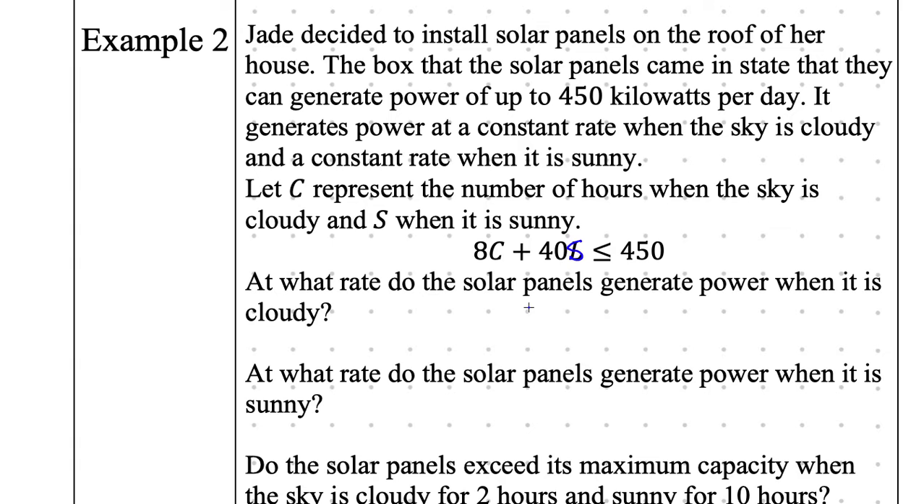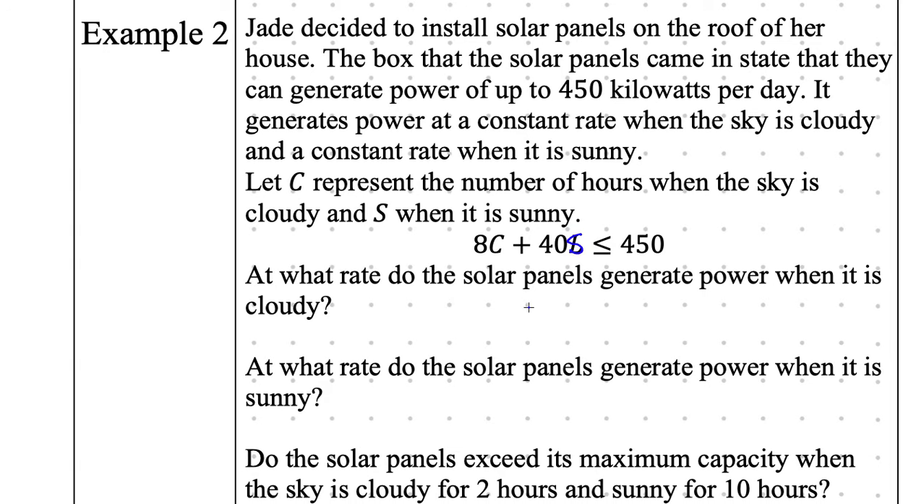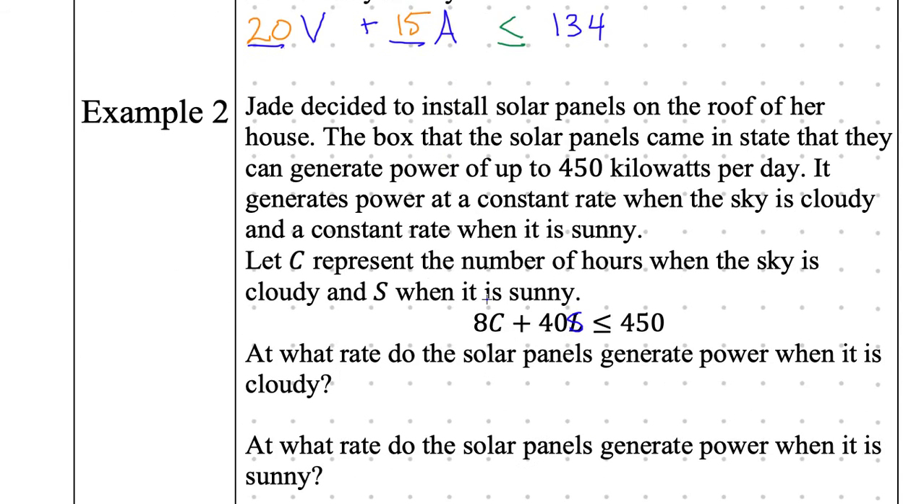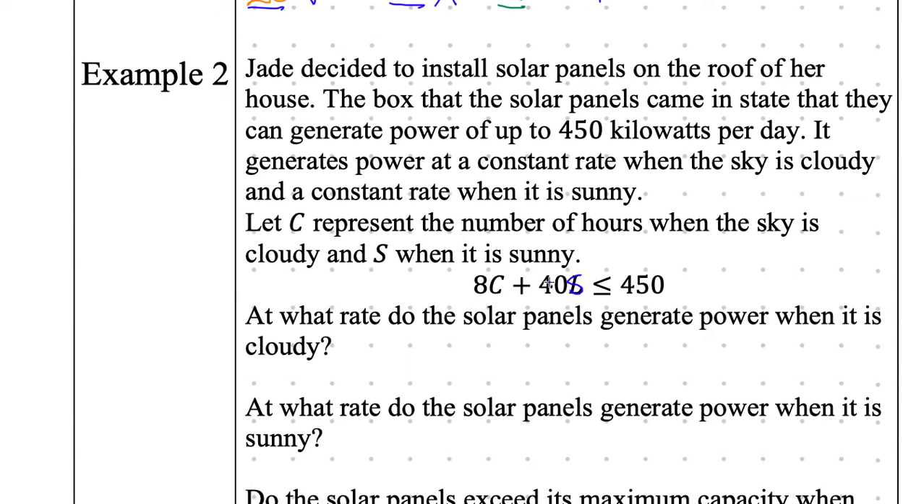I broke 100%. So coming back to our example number 2, we're talking about rates. And up here we had a rate of $20 per video game or a rate of $15 per action figure. So coming back and analyzing our problem, and it's not too hard of a question: at what rate do solar panels generate power when it is cloudy? It's just a number. 8.